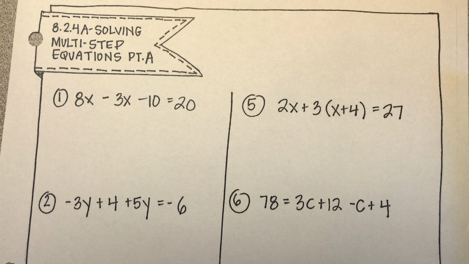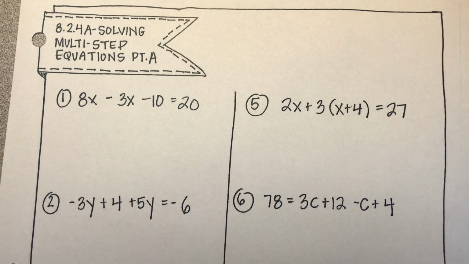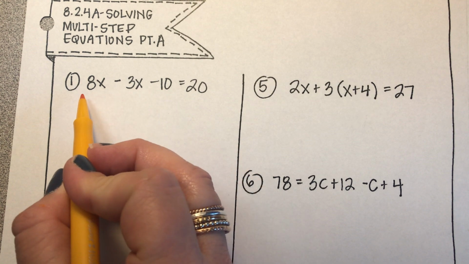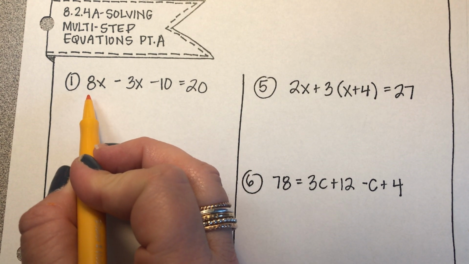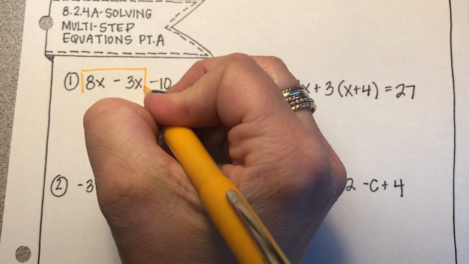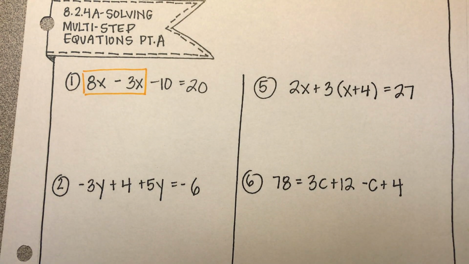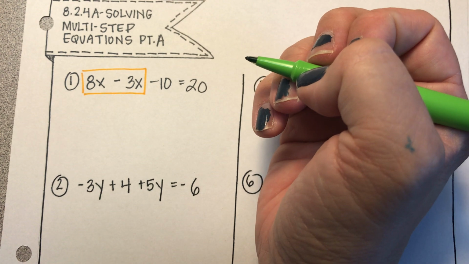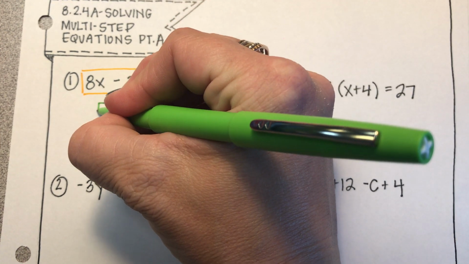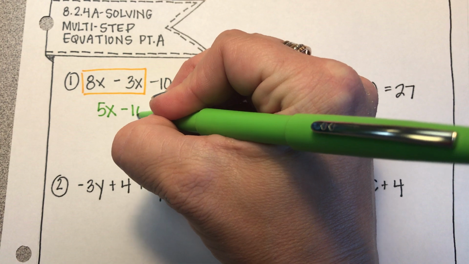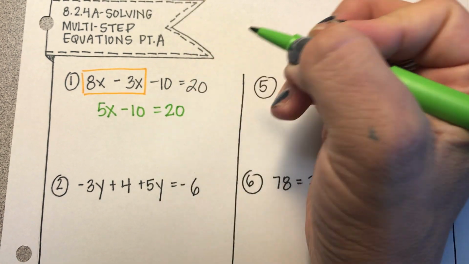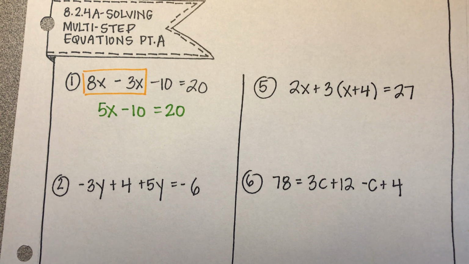So the first scenario that we're going to talk about is number 1. Okay, what do you notice about number 1? Think about what we learned yesterday. What you should notice is that I can simplify this side of the equal sign, right? I can combine 8x minus 3x. What's 8x minus 3x? We learned this yesterday. Think about it. That would be 5x and then minus 10 equals 20, right?